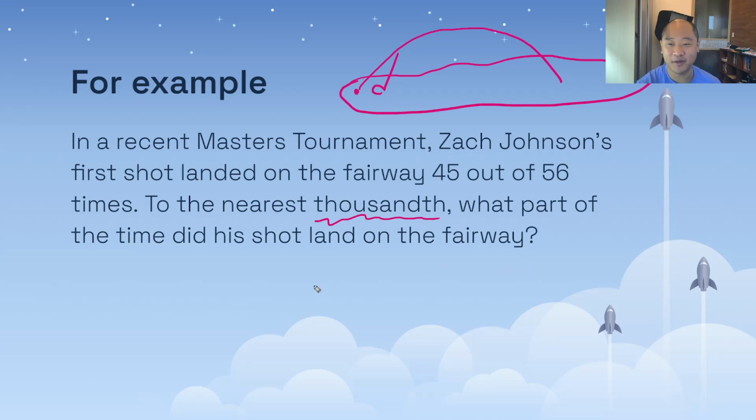Welcome back. Okay, so 45 is the part, right? Out of 56, that is the total number of times that he shot. So, I guess the easiest way to do this would be with division. And so that comes out to be 0.8035714, and so on and so forth. Okay. But we're only interested in the nearest thousandth.